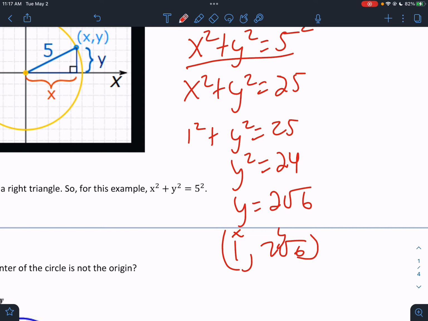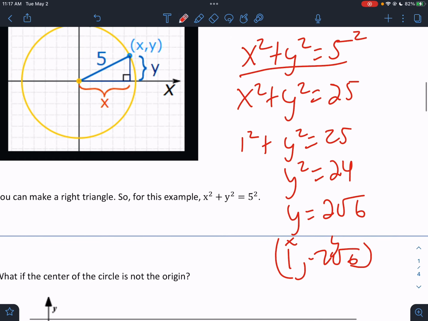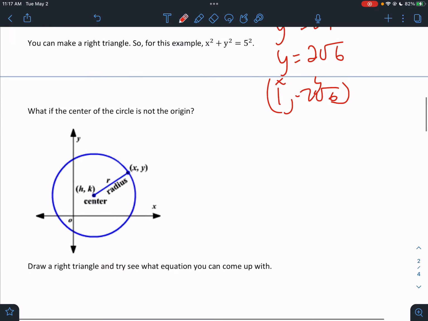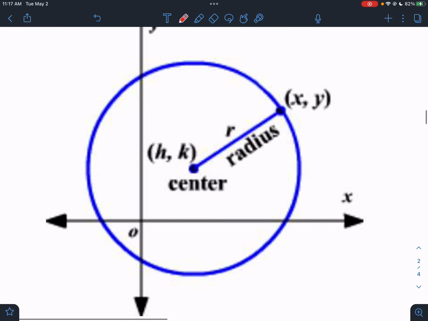And I could do it for every x that I plug in. It would also be negative 2 root 6, by the way. It has a plus and a minus. Okay. But what if you're not at the origin? So this is the real heart of it right here. So don't skip past this. You have to get this.